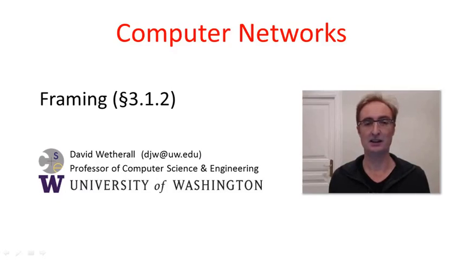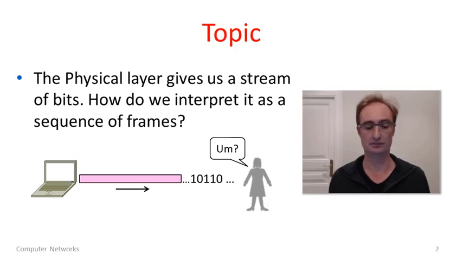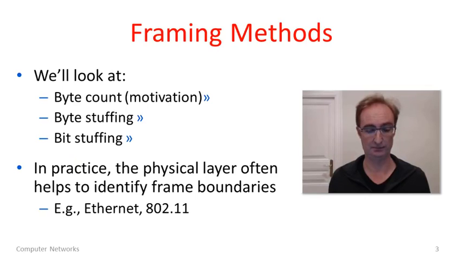G'day viewers. In this segment we'll talk about framing messages which are sent across the link layer. The need for framing arises because the physical layer delivers a stream of bits. We've worked hard with modulation to turn signals into a stream of bits, but of course a stream of bits is not really what we want. We would like to be able to send a sequence of messages called frames across the link layer, so we need some way to delimit the start and end of those messages. That's what framing is all about.